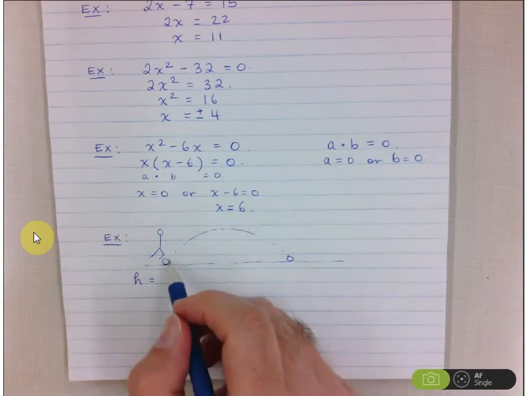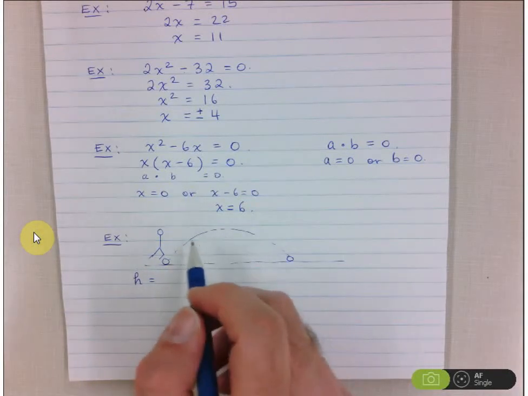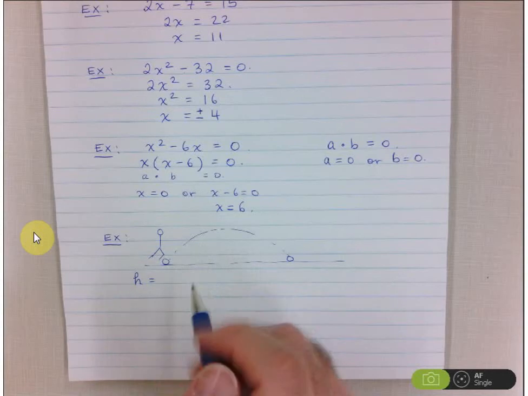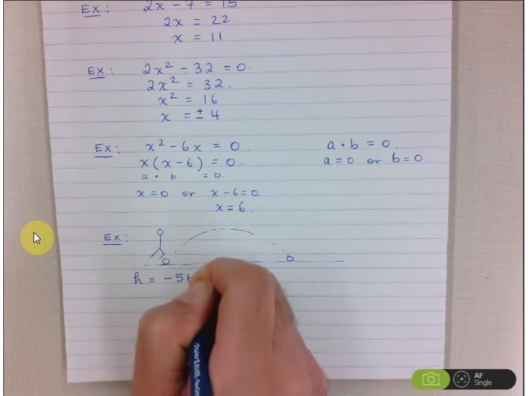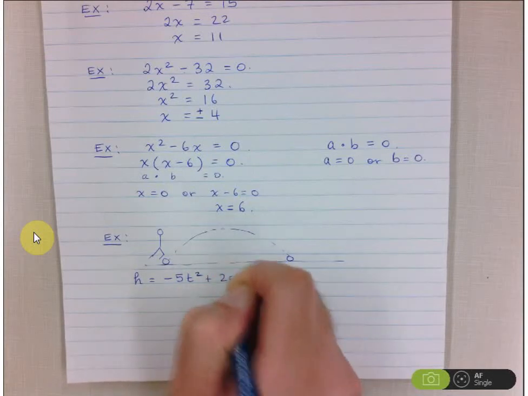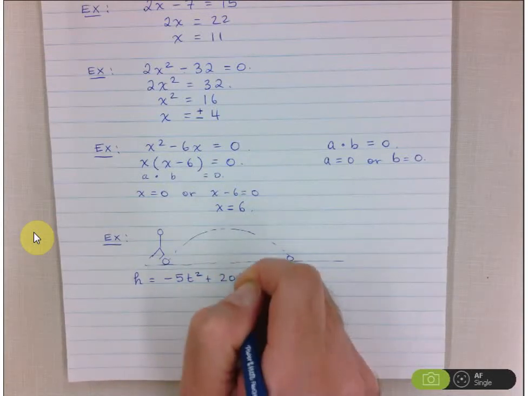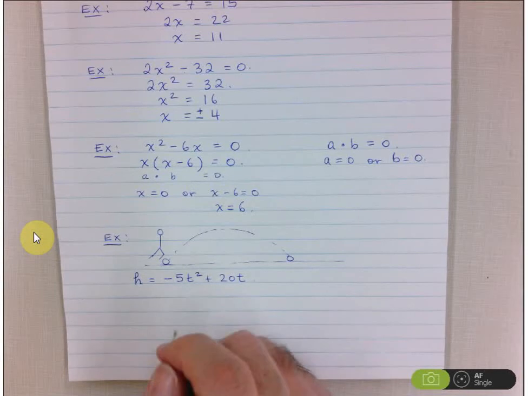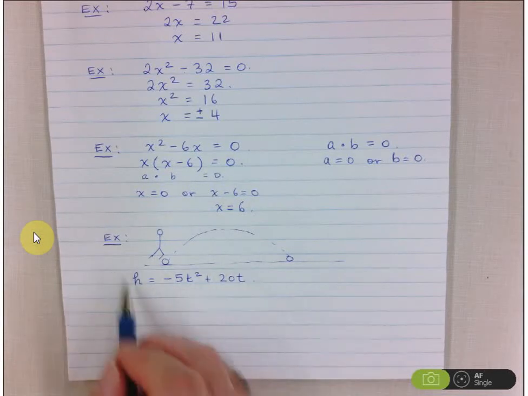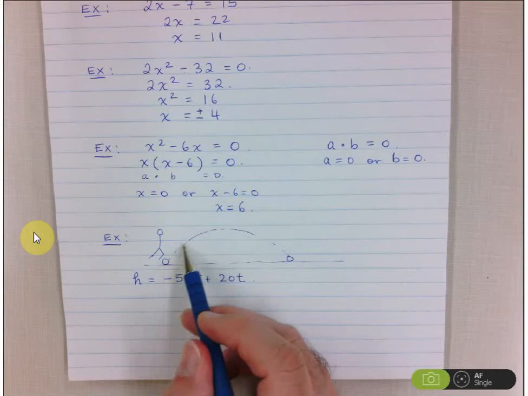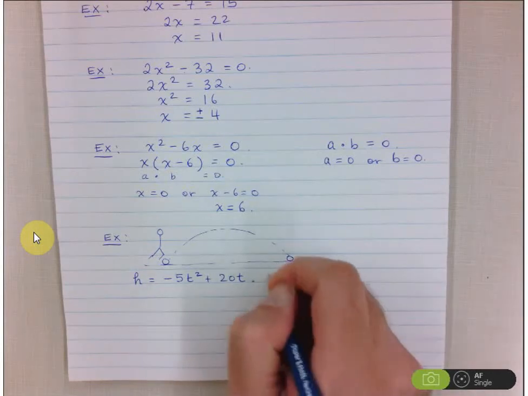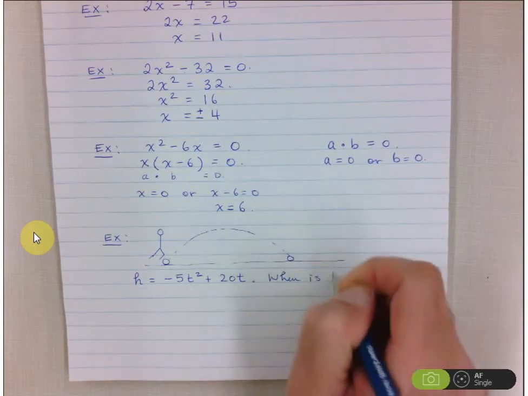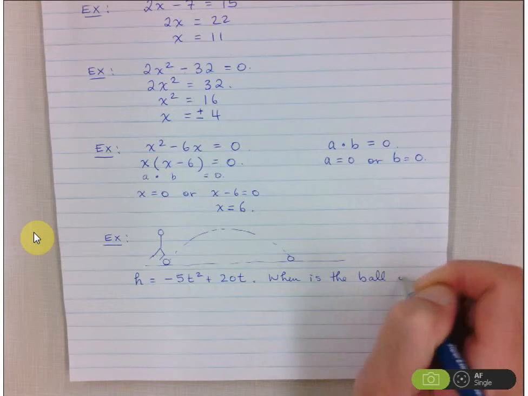Now we look at the motion of the ball, we don't expect it to be a linear function, and in fact it isn't, so we'll use this function here. We'll say it's negative 5t squared plus 20t. So this is an equation that could represent the height of the ball with respect to time. Height is in meters and t is in seconds. The question is, when is the ball on the ground?